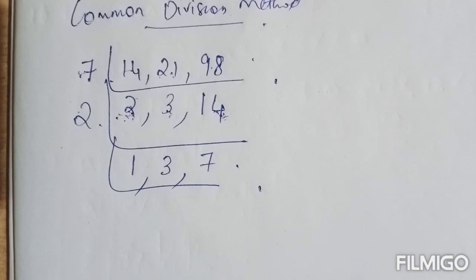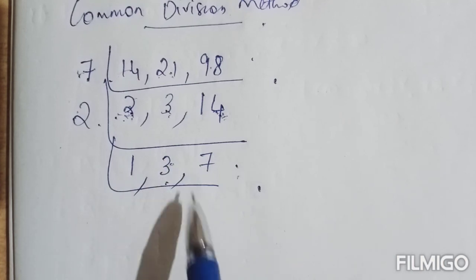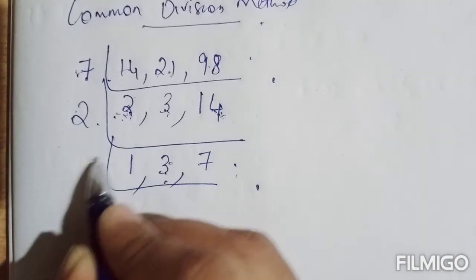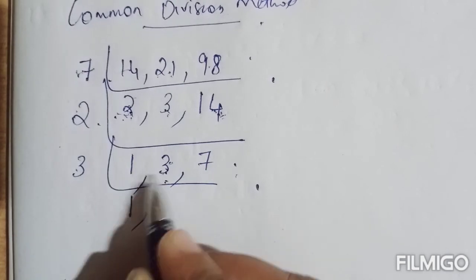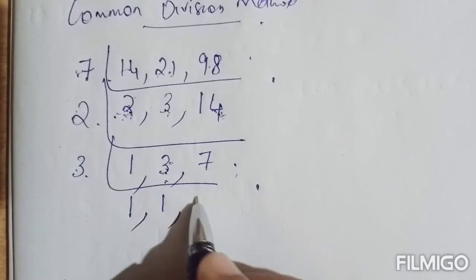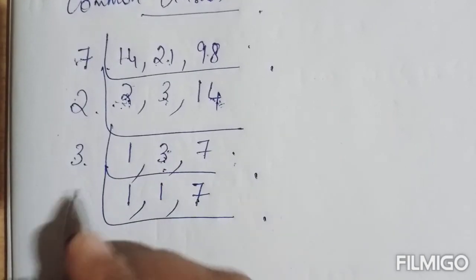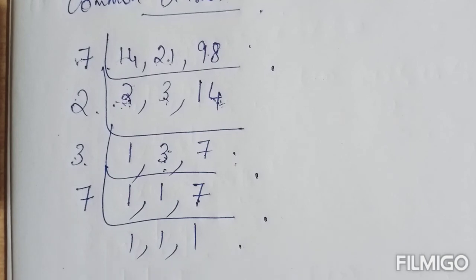Okay. Now, you can't find a prime number with which you can divide 3 and 7. So we do the prime factorization of 3, then of 7. First doing the prime factorization of 3. 3 you can divide by 3 only. So 3 by 3 it is 1. In place of 7 you can write 7 itself. Next 7 you can divide by 7 only. So 1, 1, 1. Now you can stop.